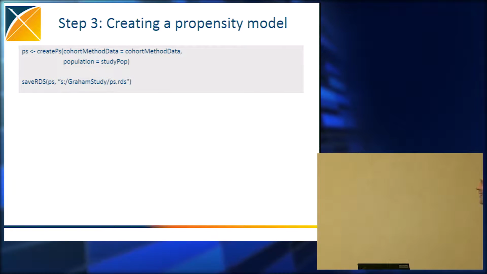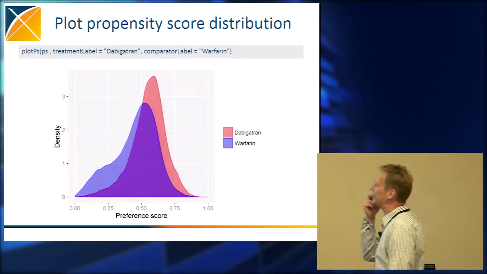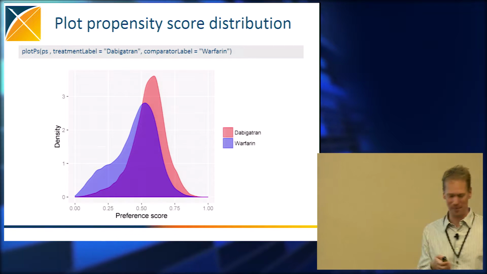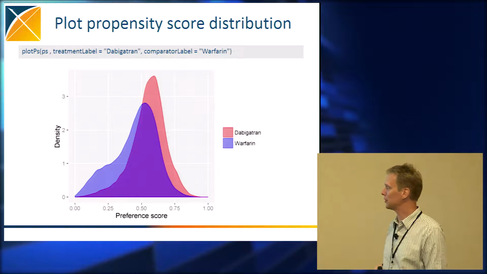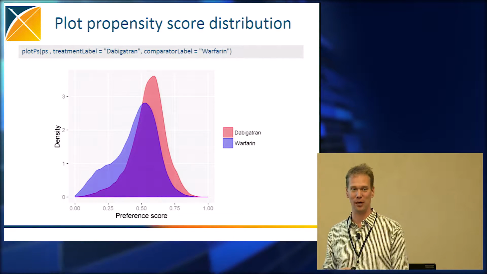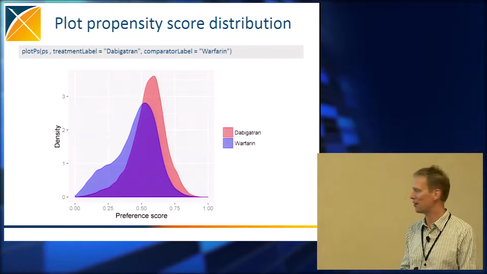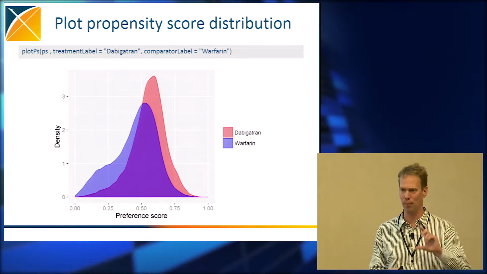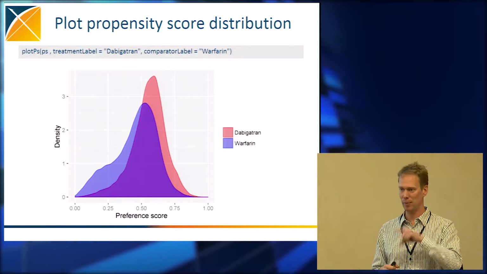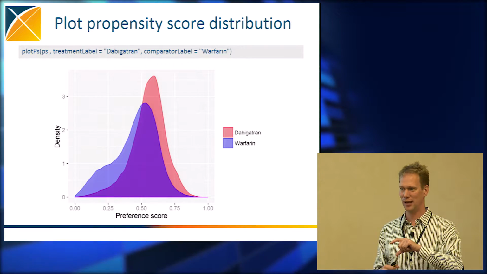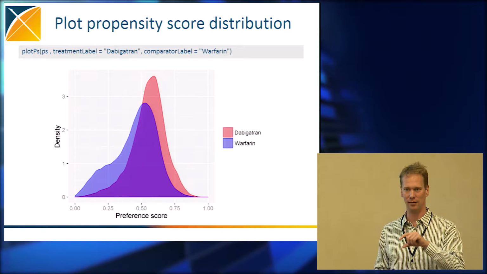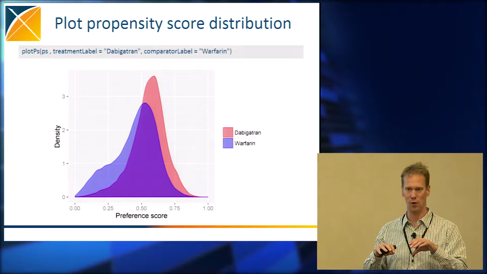Don't do it. All right, so now that we have a propensity score, we may want to look at the propensity score distribution. Well, you can do it, but we actually typically show a preference score distribution. So what is the preference score distribution? It's just a simple transformation of the propensity score, taking into account the different sizes of the two cohorts.